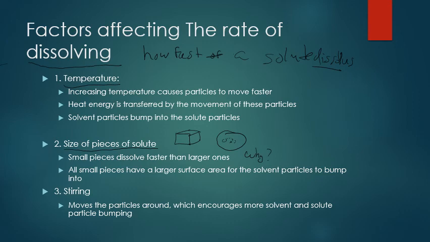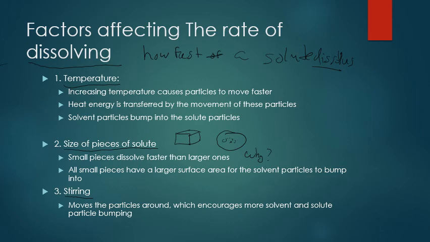Smaller pieces have a larger surface area. In other words, the solvent will be exposed to more solute if the solute is in smaller pieces. Okay, so we have that larger surface area. That larger surface area will help things dissolve faster. And of course, in line with temperature, with increasing motion of the particles, which we can also obtain through stirring, that will encourage more solute and solvent particles to interact, and then that will increase the rate of dissolving.